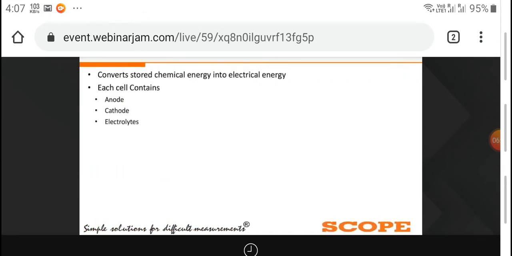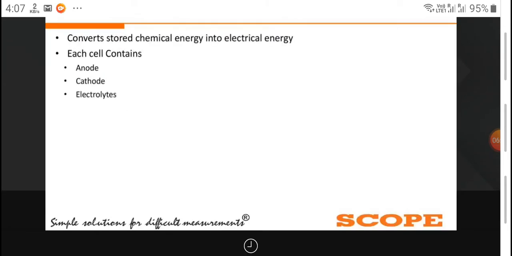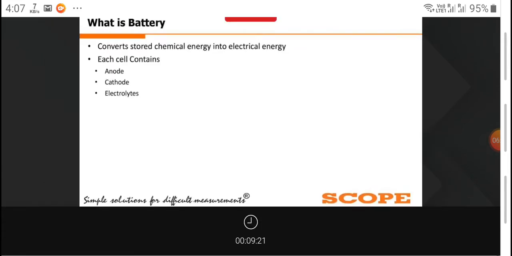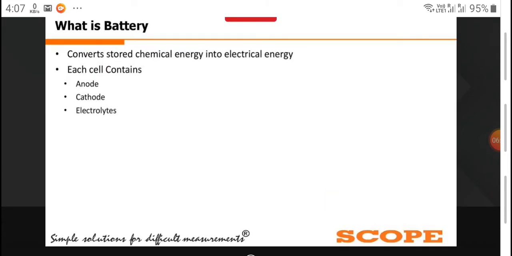So what is a battery? Battery, as we all know, is an electrical device which converts the stored chemical energy into electrical energy. Each cell contains the positive electrode, that is the anode, and the negative electrode, that is the cathode. In between them a separator is there so that a short circuit of the two electrodes does not happen, and the electrolyte is there so that the chemical reaction will happen, and the current will flow from the positive to the negative terminal of the battery.